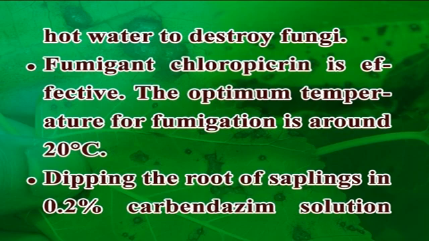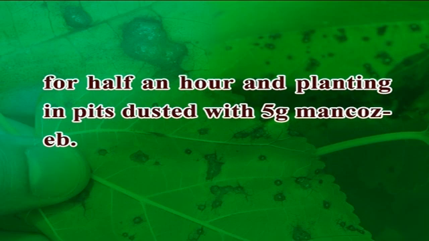Fumigant chloropicrin is effective. The optimum temperature for fumigation is around 20 degrees Celsius. Dipping the roots of saplings in 0.2% carbendazim solution for half an hour and planting in pits dusted with 5 gram mancozeb. The study provides a detailed account of management of mulberry diseases through an integrated approach to reduce or minimize the loss caused by various diseases in an efficient and economic manner to maximize the yield and quality of mulberry. Thank you.